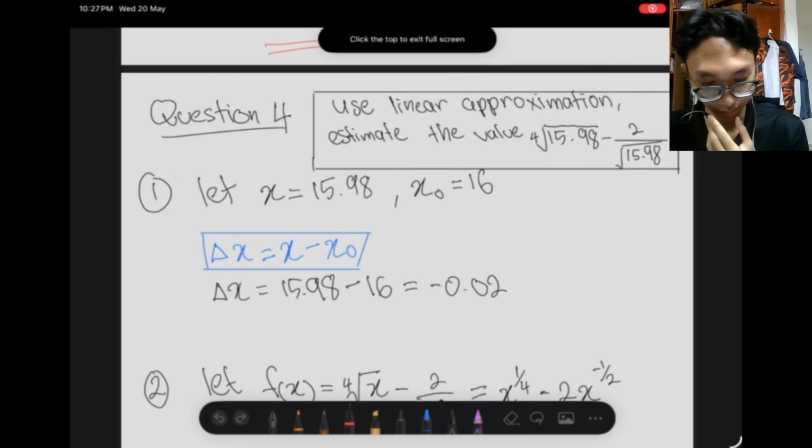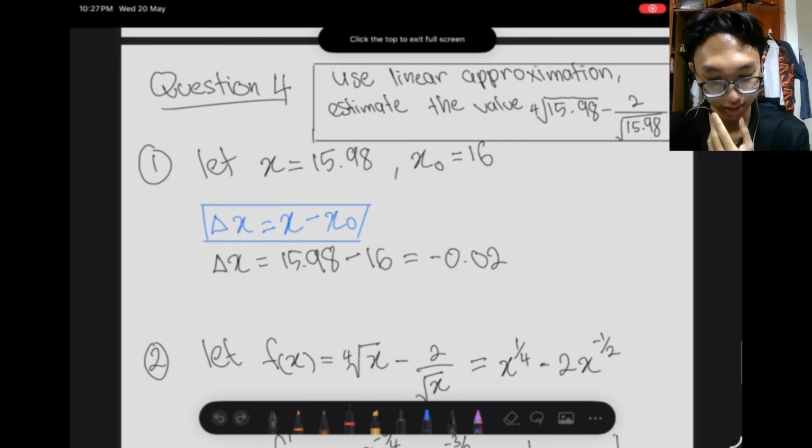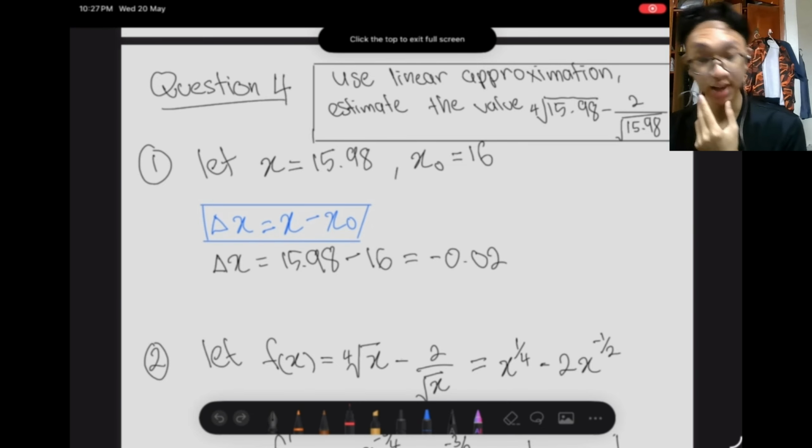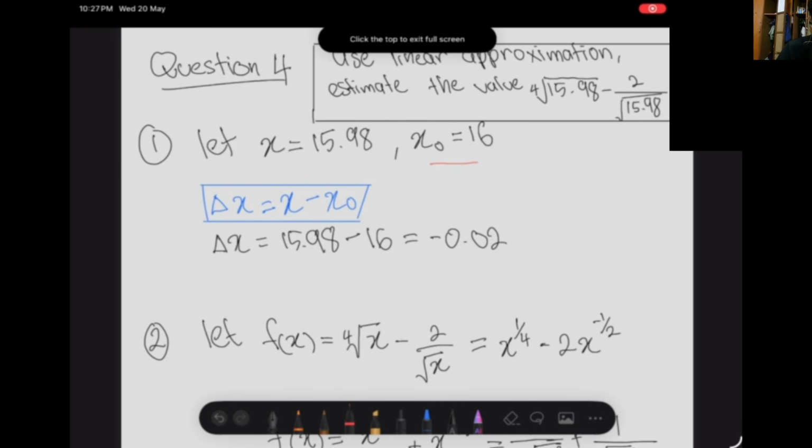For the first step, we will let x equal 15.98 and then we'll let x naught equal 16. How do we find x naught? To find x naught, we are going to take the closest value of x. So the closest value of x is 16. That's how we get x naught.